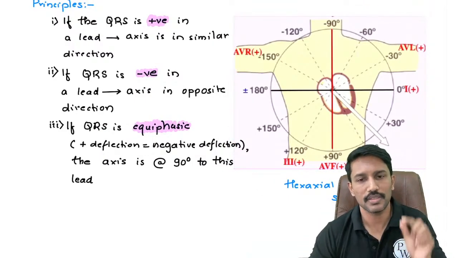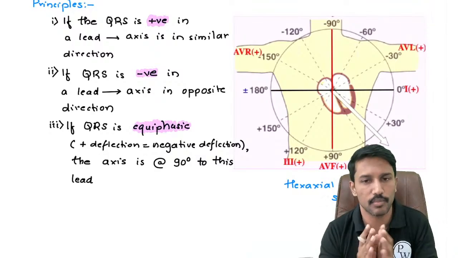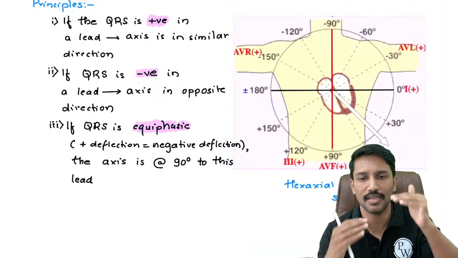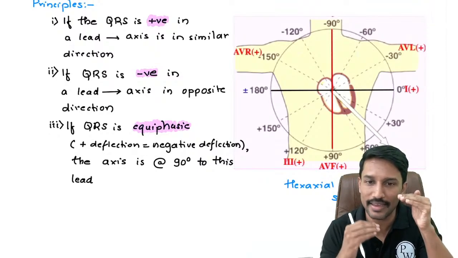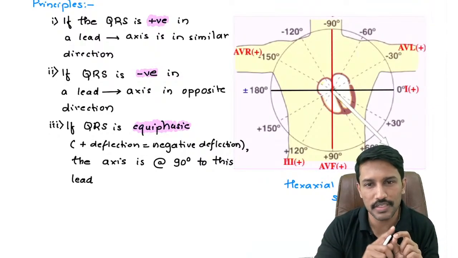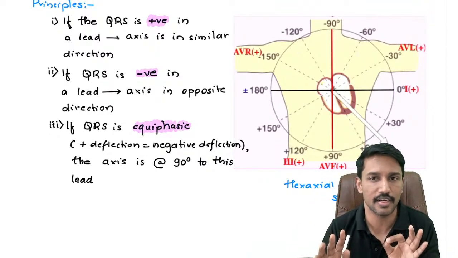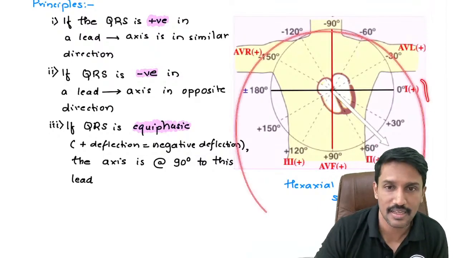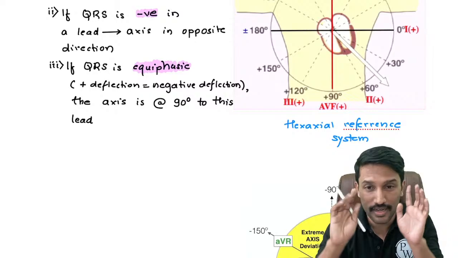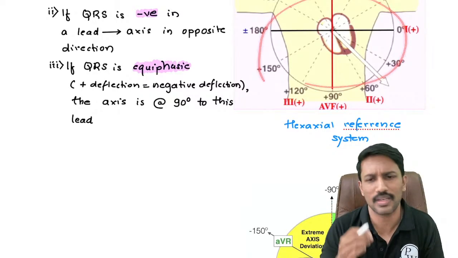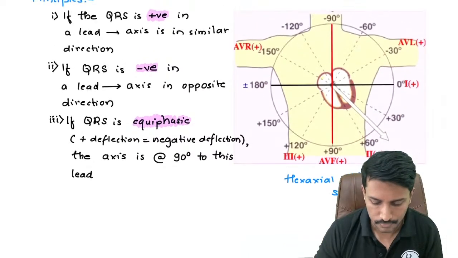First thing I have to do is identify, among the 6 limb leads, one lead which has equiphasic QRS, right? R and S are equal. Now I have to identify which lead is placed at 90 degree to it in this hexaxial reference system. We call this the hexaxial reference system. You don't need to have a picture in mind. You can easily remember it. I'll come to that point.